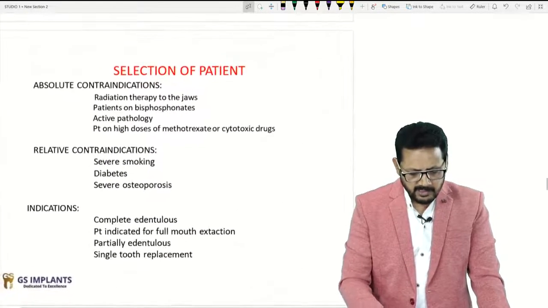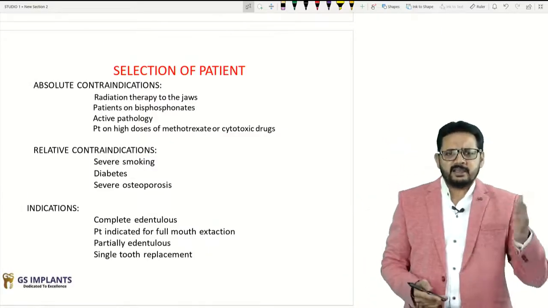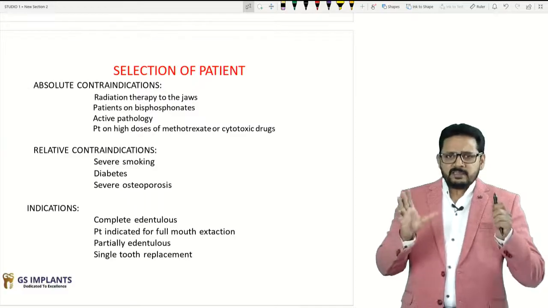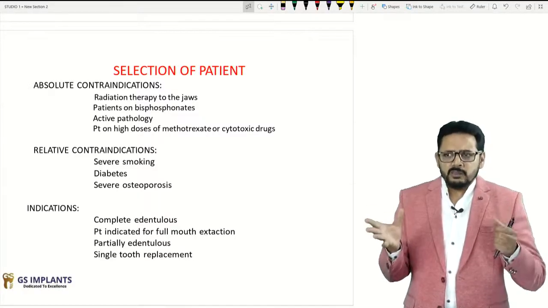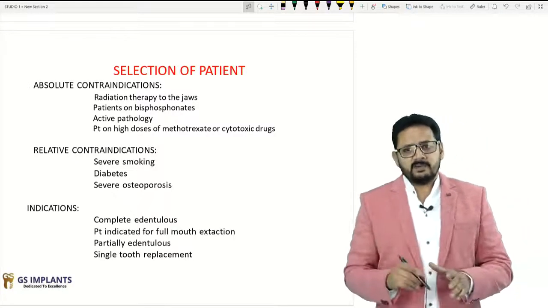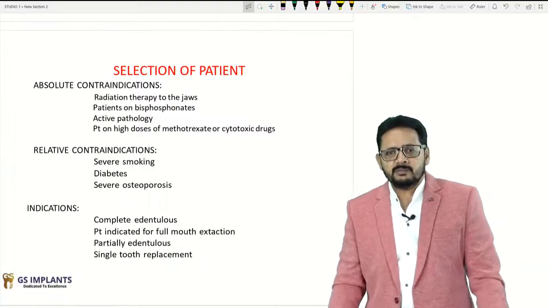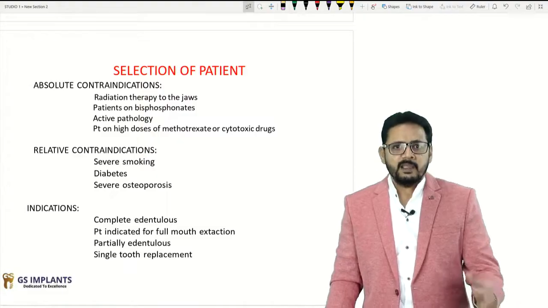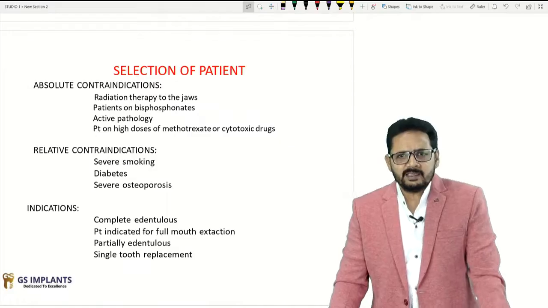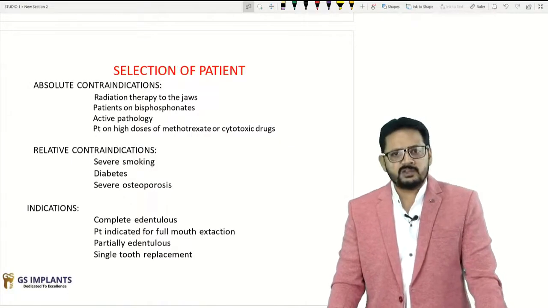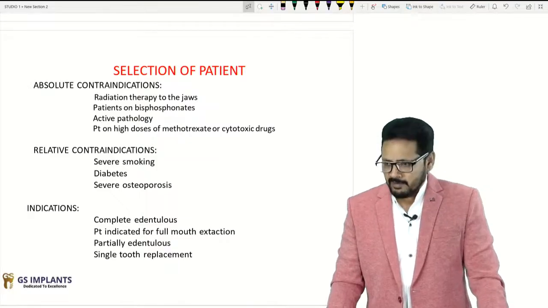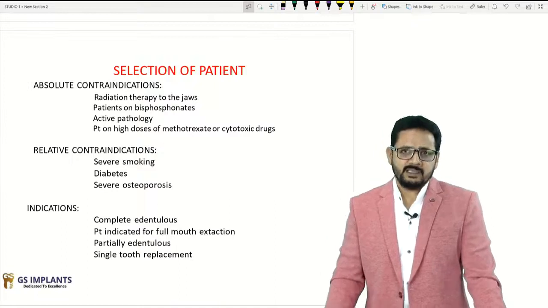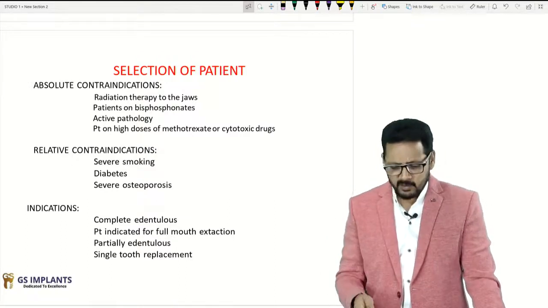Now what are the important things? I actually discussed this in the first module itself: which patients to do, which patients you cannot do. The reason I have covered it again is that these are very important points. You cannot forget them. That is why I am repeating them. Okay. So the absolute contraindications, again as I told you, are radiation therapy to the jaws, patients who are on bisphosphonates or methotrexate, or whenever there is an active pathology. This I discussed in detail in the last module.